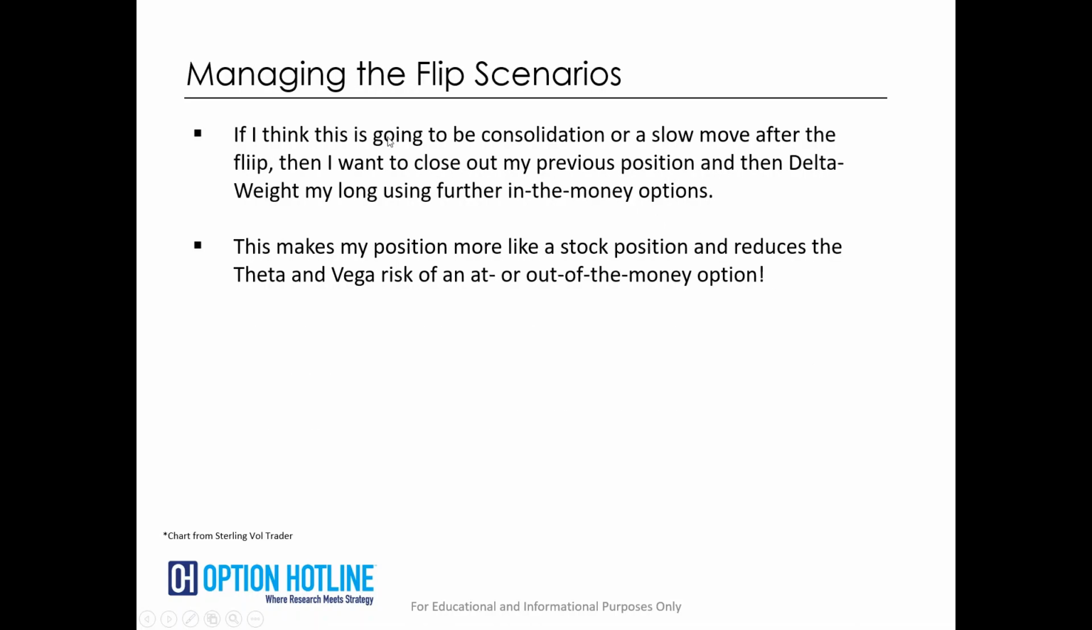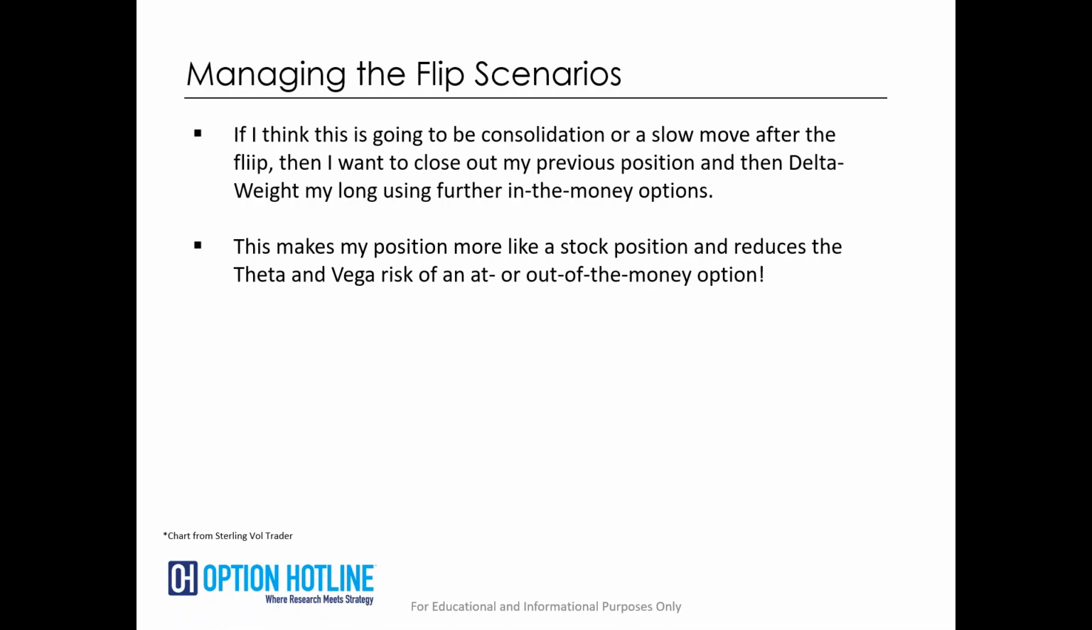And on that note, if I think this is going to be a slow move, then I just want a stock-like position. So I'm going delta weighted in the money options. If I want that big move, I want at the money or out of the money options, or something complicated.